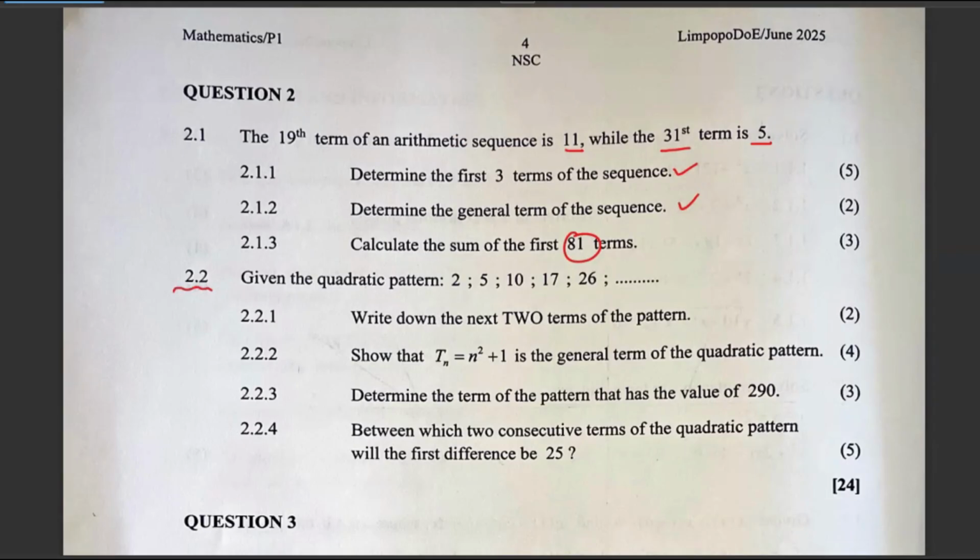All right, then 2.2, they're telling us we are given the quadratic. We have 2, 5, 10, 17, and 26. What's going on here? So this is plus 3, plus 5, plus 7, plus 9, meaning that we must plus 11. So when you plus 11, you're going to have 37. And then you plus 13, you're going to have a wonderful 50 there. Okay, so the next two terms are basically 37 and then 50.